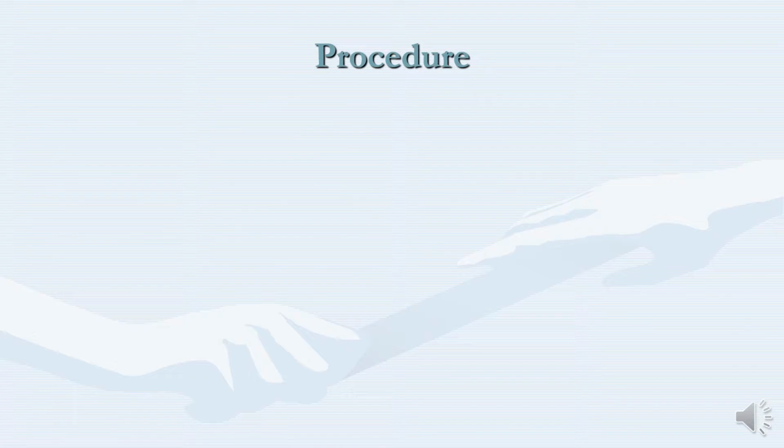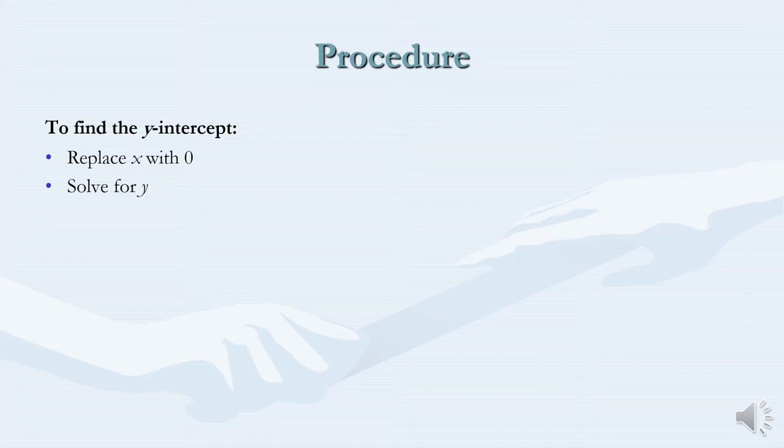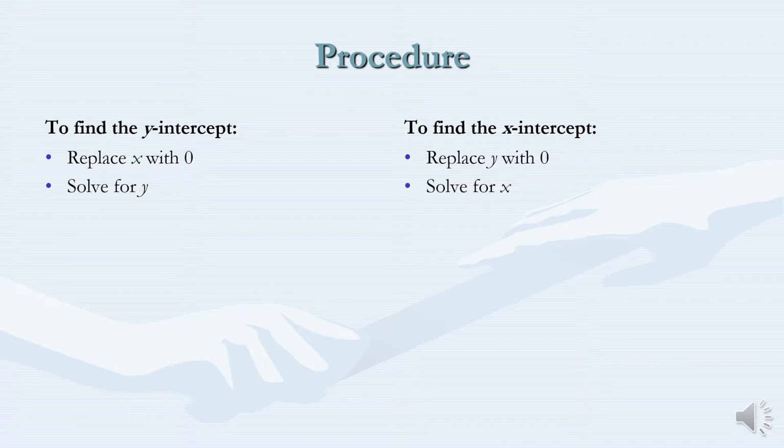Here's your procedure for these problems. To find the y-intercept, the first thing you want to do is replace x with 0. Then, solve for y. To find the x-intercept, we want to replace y with 0 and solve for x.